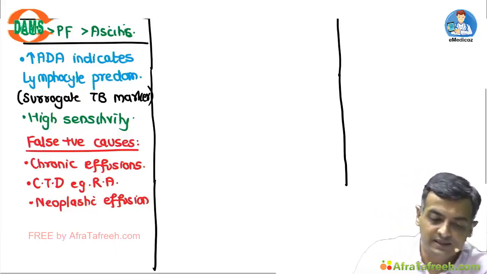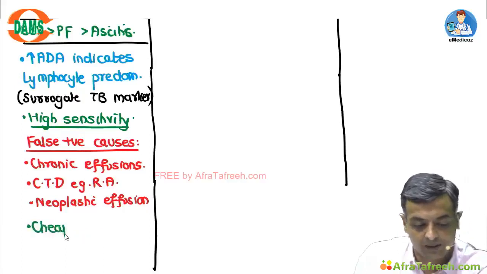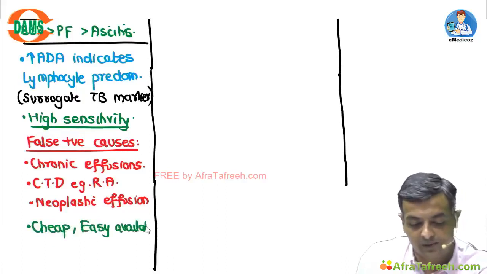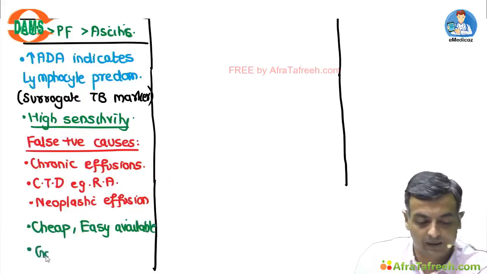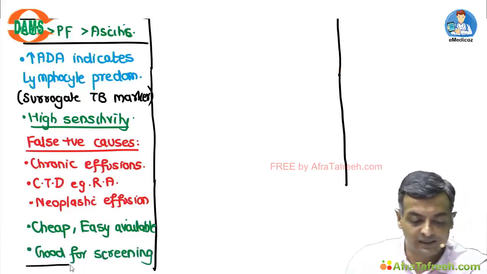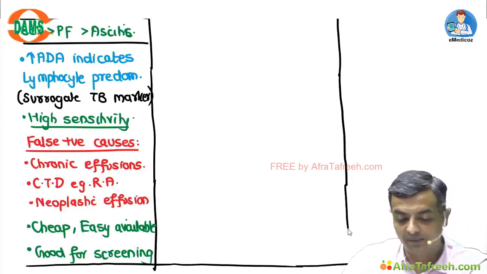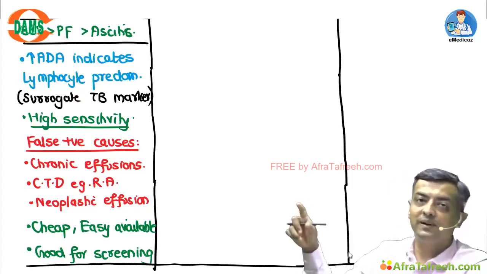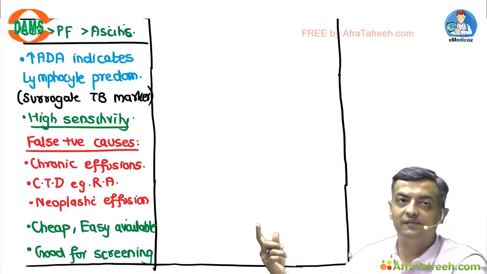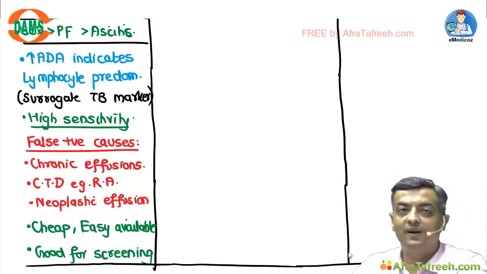But the advantage is it is very cheap and easily available, hence it is good for screening. So we can routinely check ADA levels because it is cheap, 250 rupees, and it is available everywhere. So if you do a pleural tapping, ascitic tapping or CSF, always ask for ADA level.